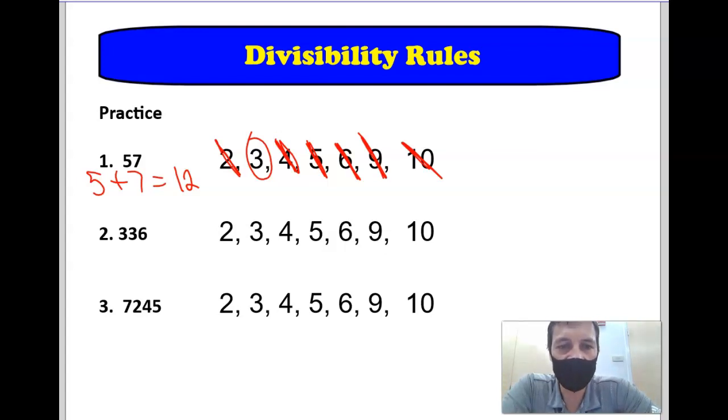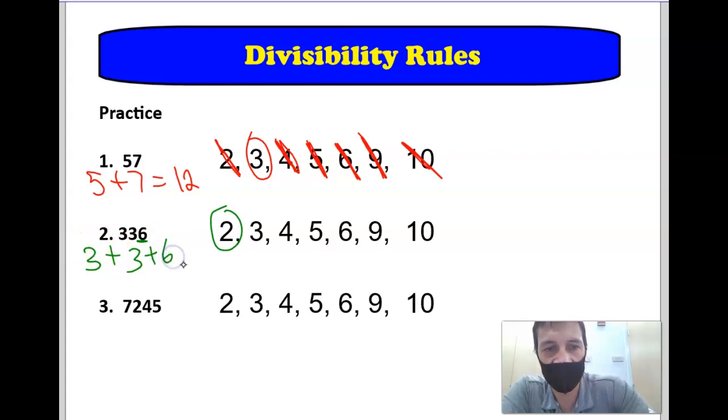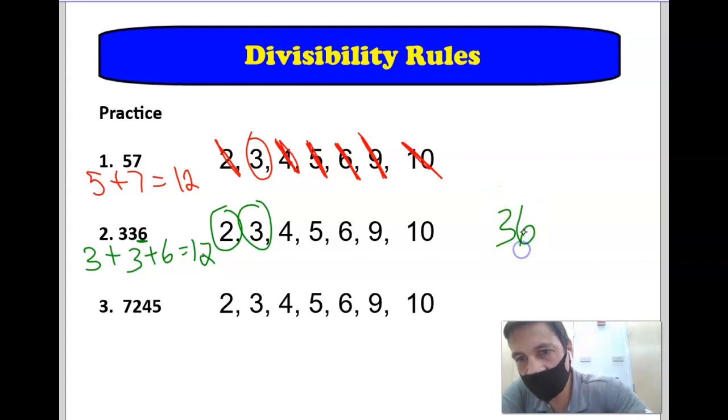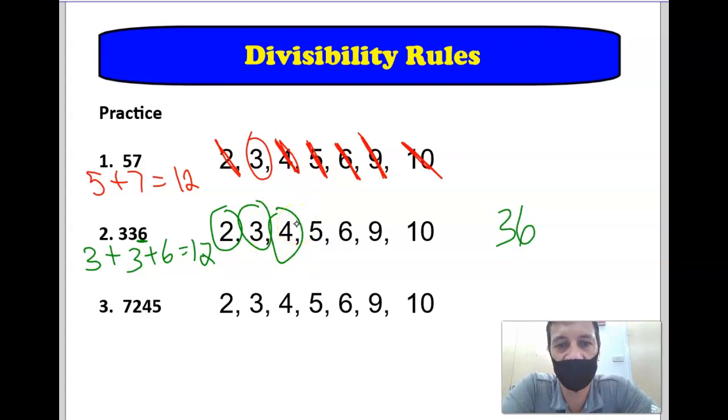Let's take a look at 336. Is it divisible by 2? Yes. It's even. It ends in a 6. Is it divisible by 3? 3 plus 3 plus 6 is equal to 12. So yes, it is divisible by 3. Is it divisible by 4? Well, look at the last two digits, 36. Does 4 go into 36 evenly? Yes, it does. So it's divisible by 4.